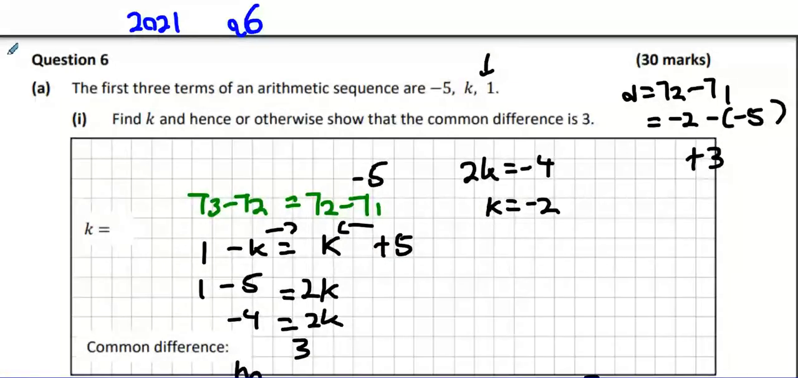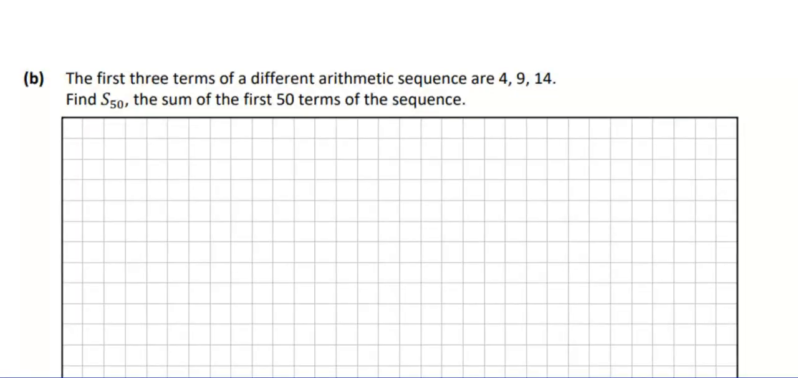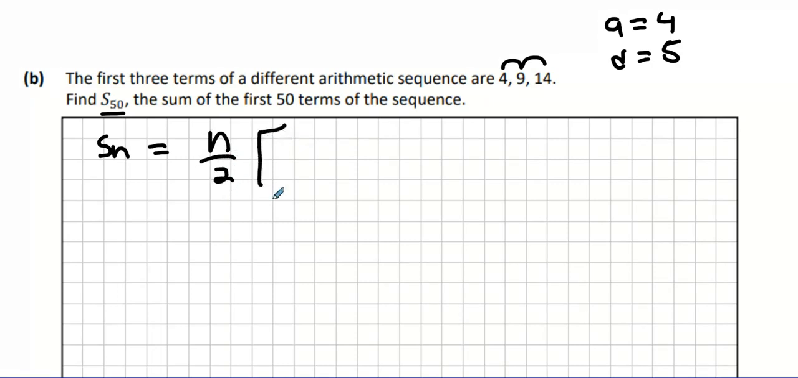Alrighty then. Now, the next question is, the first three terms of a different arithmetic sequence are 4, 9, and 14. Find S50. Oof, this is a tough question, right? So with this new sequence, we're talking about a equals 4, your d value is 5. Now, there's a formula for Sn, and it's in your log tables. It's n over 2, 2a plus n minus 1 times d.